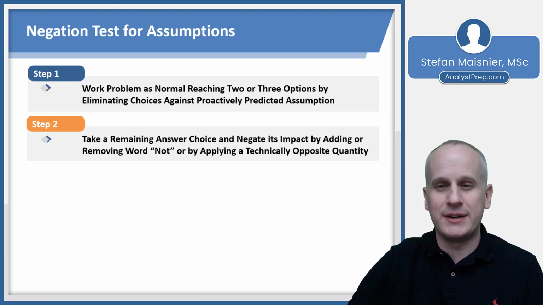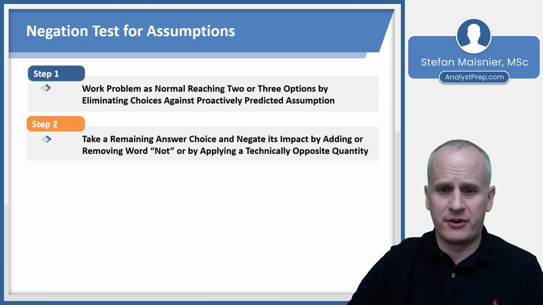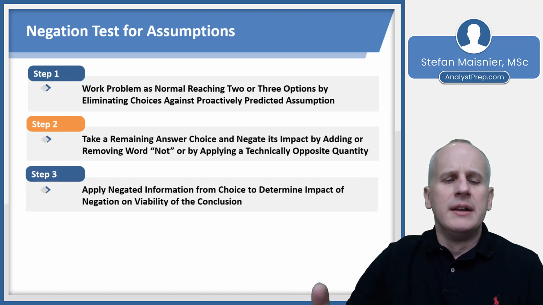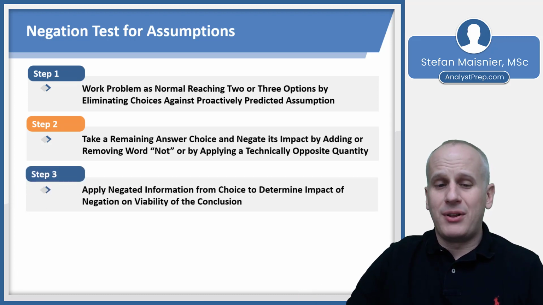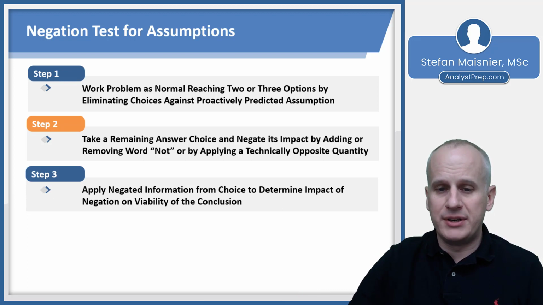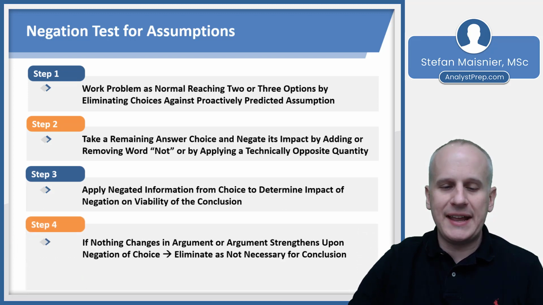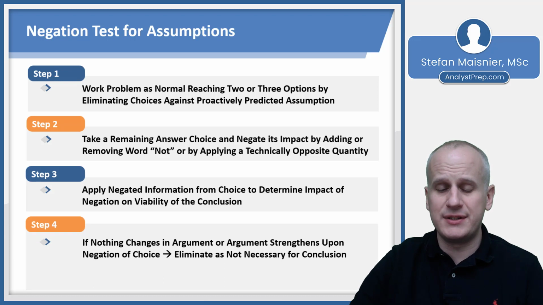Technically, negating quantities is a little bit trickier. It doesn't happen all that much on this exam, but you can always just apply a not to the main verb. Then we've got step 3, which is to apply the negated information from your now negated choice to determine the impact of that negation on the viability of the conclusion. And if nothing happens to the argument or the argument strengthens upon negating the choice's information, you can eliminate that choice as not necessary for the conclusion.